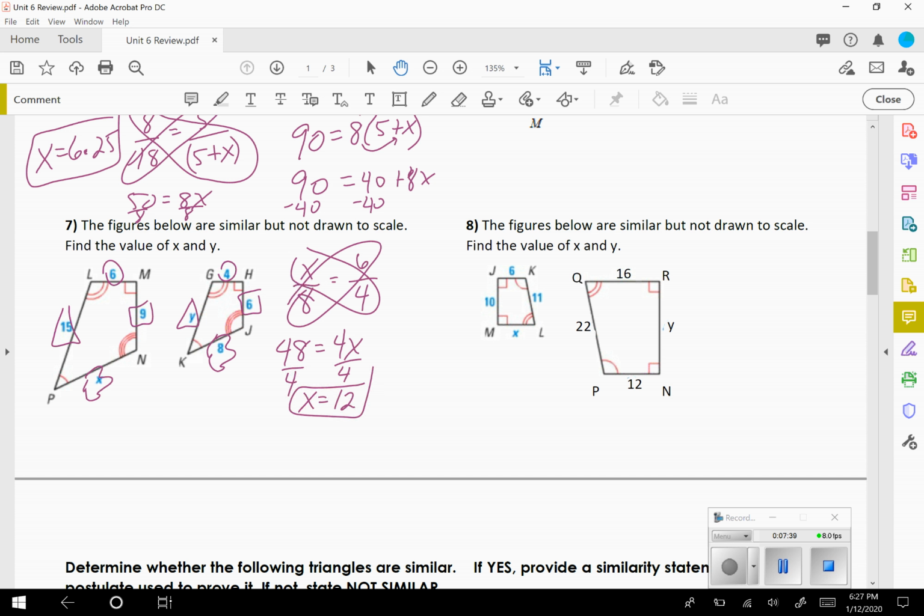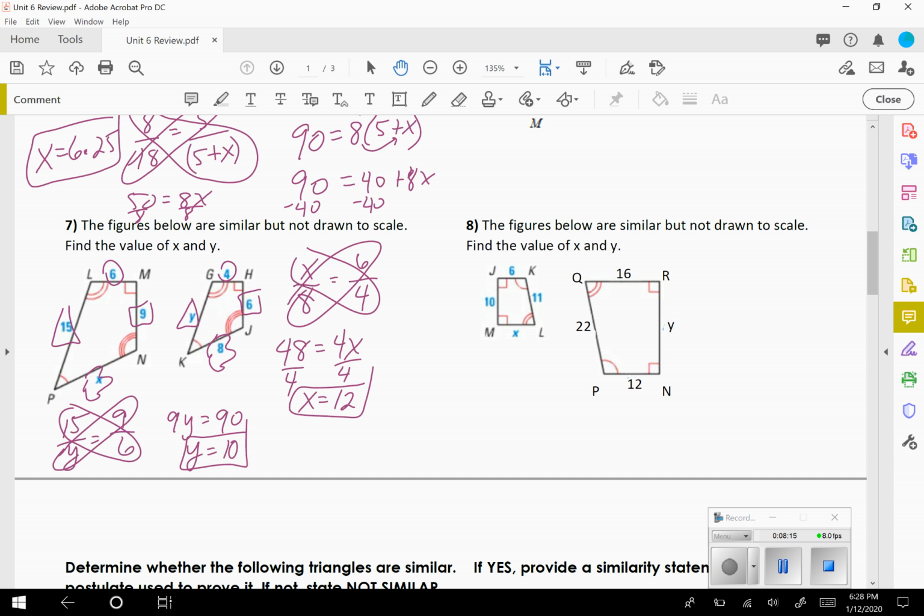Okay, very easy. All right, now let's go back and do the y. So the y matches with the 15. So do 15 over y. Again, I'm doing big over small. And this time we're going to use the 9 and the 6, because 9 and 6 work well with 15. So multiply here. We get 9y, and 15 times 6 is 90. Divide by 9. So y is 10.